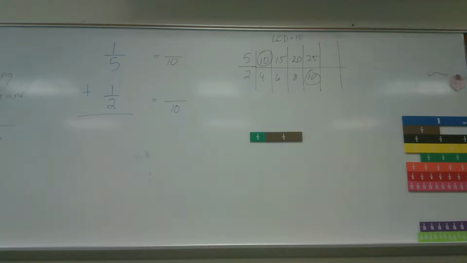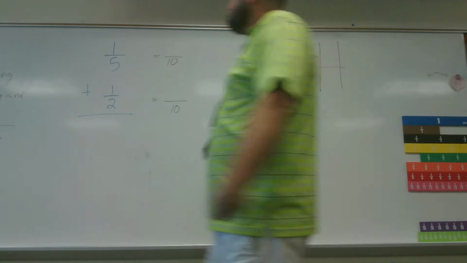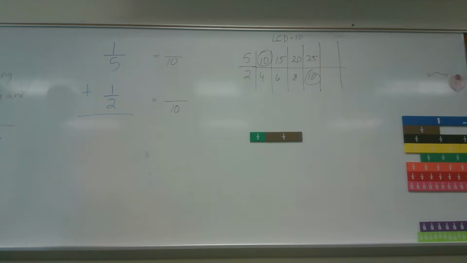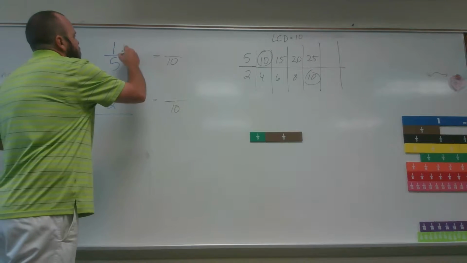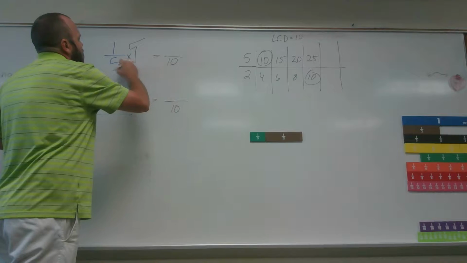There were 10, so there should be 10 groups. You're not done. Okay, so now we have 1/5, and we need to change 1/5 to a fraction that has a denominator of 10.